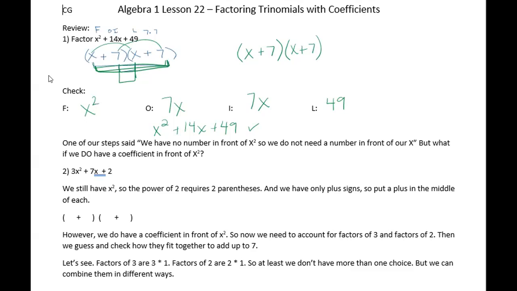But what if we do have a coefficient in front of x squared? So we're going to look at this one, 3x squared plus 7x plus 2. I'm going to switch over to showing it with the algebra tiles like we were doing last week, so we can picture what it looks like. So here is 3x squared, 7 x's, and 2 more. And we have to arrange these into a rectangle.